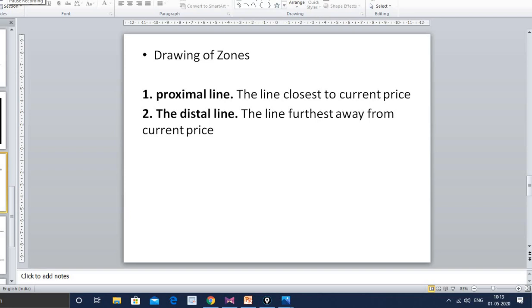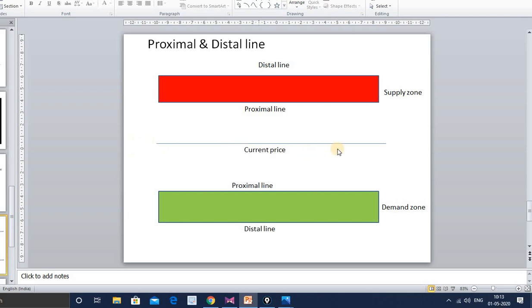Now we'll be learning the drawing of zones, which is very important. Okay, so the zones have two lines, that is a proximal line and a distal line. The proximal line is the line closest to the current price, and the distal line is the line that is furthest away from the current price. Okay, let's see through the diagram how it actually looks. See, suppose this is the current price, okay, and the line that is near to the current price is the proximal line. This is the demand zone.